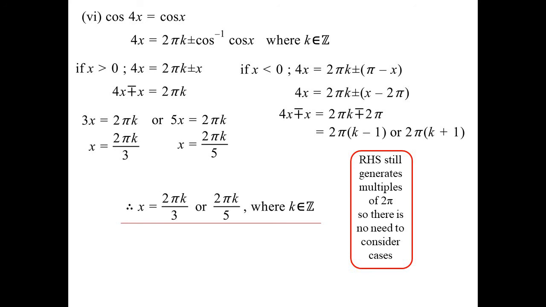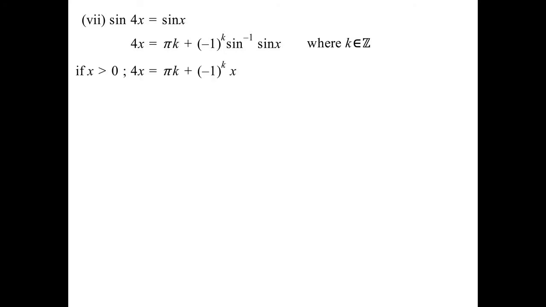2 pi k on 3 or 2 pi k on 5. Sine 4x equals sine x. 4x equals pi k plus minus 1 to the k inverse sine of sine x. If it's positive, well then 4x would be pi k plus minus 1 to the k times x. If it's odd, 4x would equal pi k minus x.